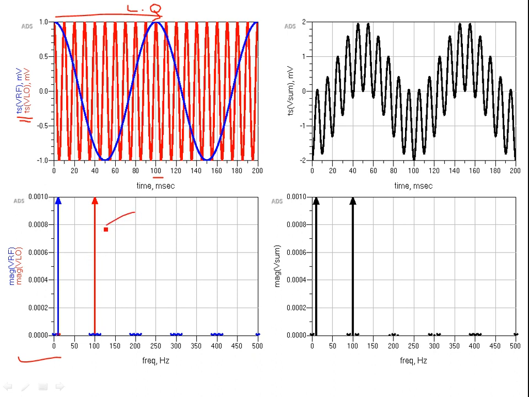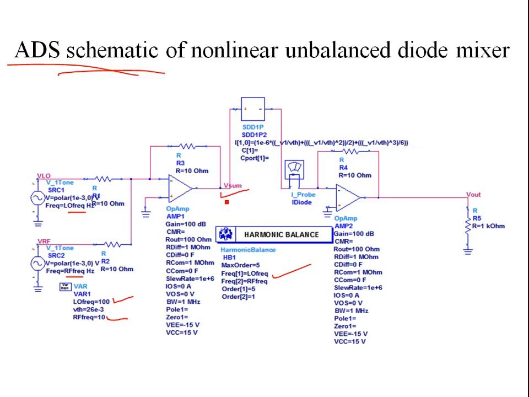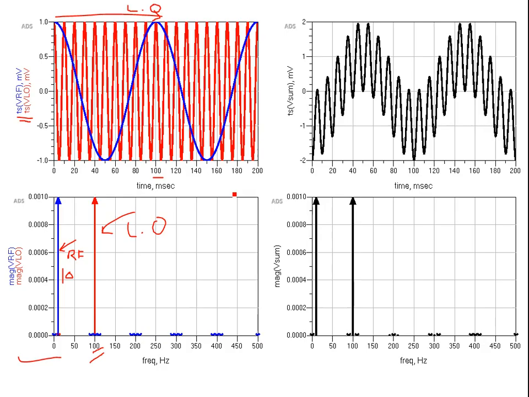Okay, and you can see the magnitude spectrum as well, the same thing. This red magnitude spectrum is for the local oscillator. As expected, this is 100 Hertz. And then you have 10 Hertz for the RF. This is 10 Hertz, and this corresponds to the blue time domain signal on the top. And this is your RF signal. Now, both signals are first combined to yield V sum over here.